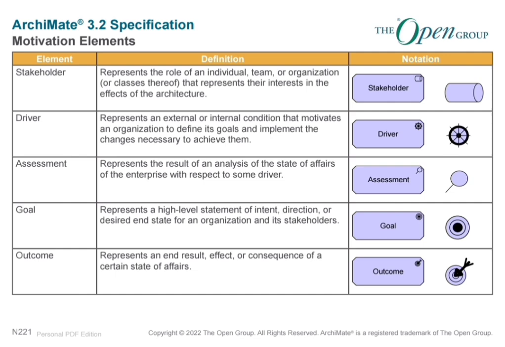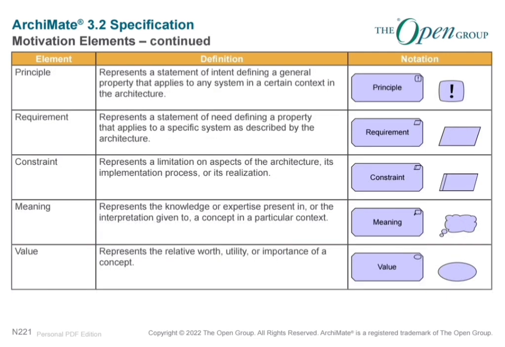And guiding how you get there are things like principles. Principles, which are general rules or properties that should hold true. Requirements, more specific needs or properties. And constraints, which are limitations or restrictions. Right. And don't forget value, the relative worth or importance, and meaning, the knowledge or interpretation tied to concepts. Starting here gives you that critical context. Why does everything else exist? Why is it changing? I really like that the standard pushes you to start with why. It just anchors everything else that follows.